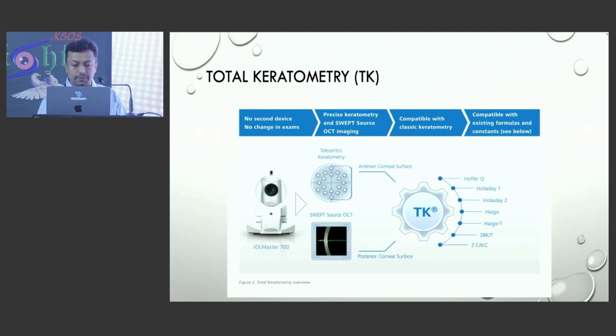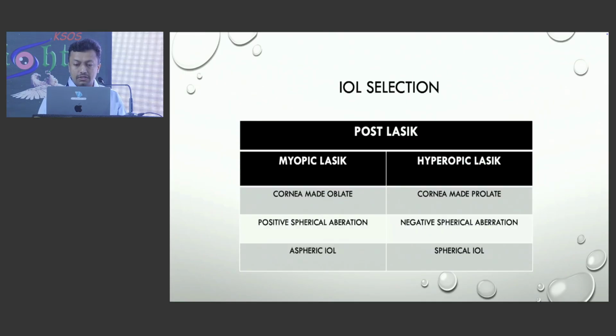So what is happening in a total keratometer? You can see the anterior and posterior surfaces of the cornea. The anterior is calculated with a 3-point telecentric keratometer, and the posterior one is calculated with the swept source OCT. It forms a 3D image behind the cornea, and the formulas can be incorporated into the machine to get the proper value.